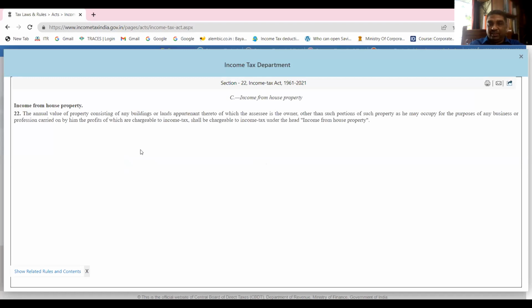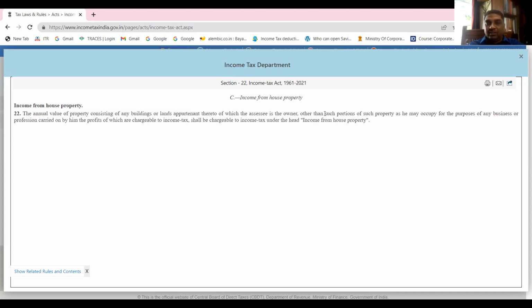If you read the first part of this section 22, can you read it? The annual value of the property. This is the charging section. Annual value of the property consisting of any building or lands appurtenant thereto, of which the assessee is the owner. So one important thing is that it is the annual value of the house property which is going to be charged to tax. And one more point here is that of which the assessee is the owner. So what is important here is the ownership. Ownership is a very important concept.